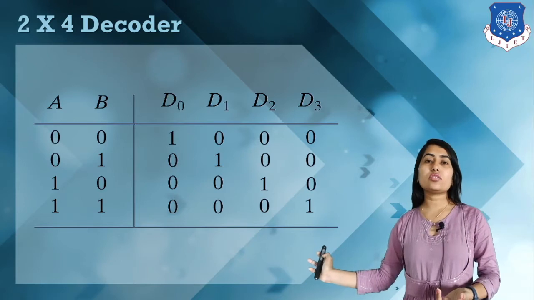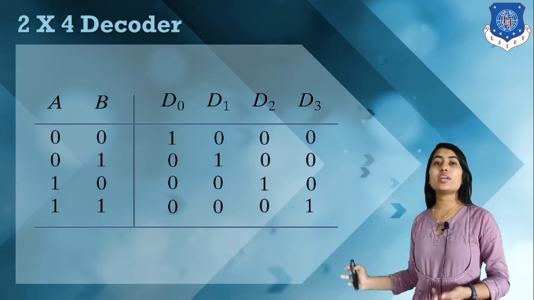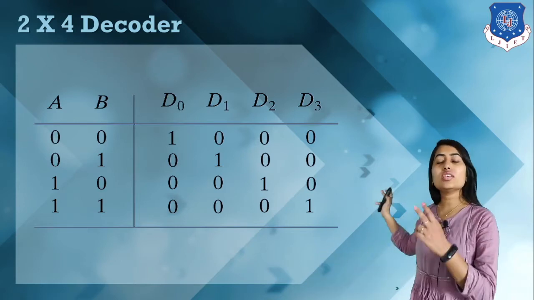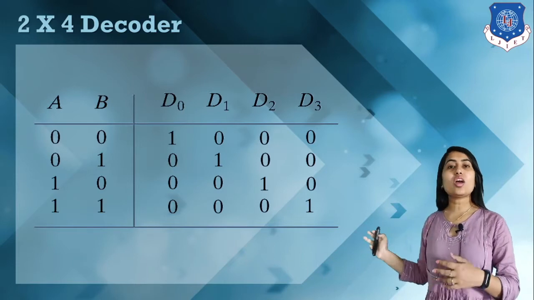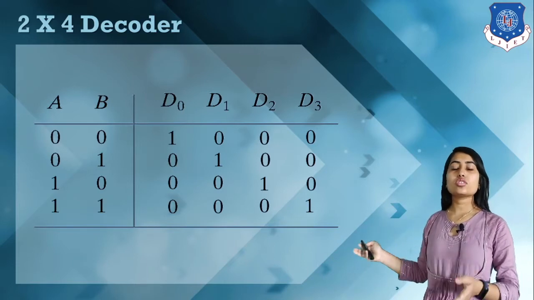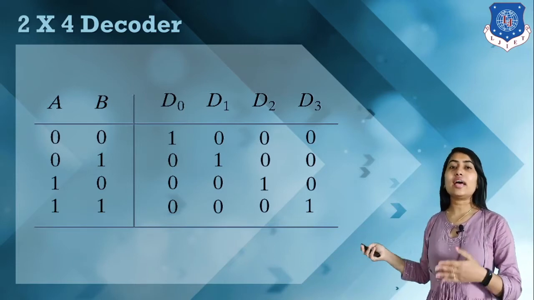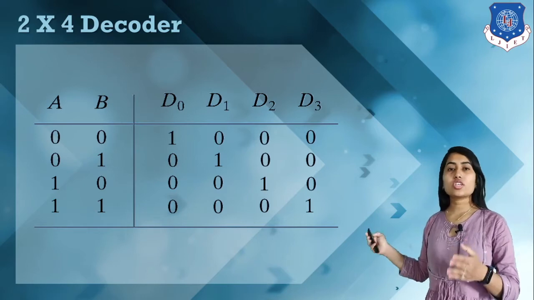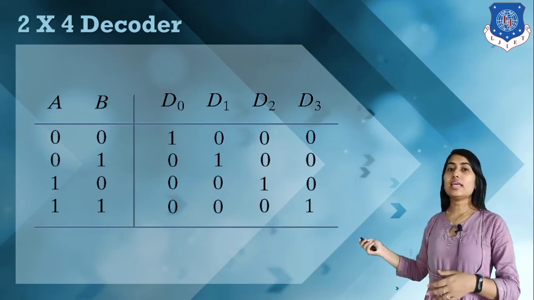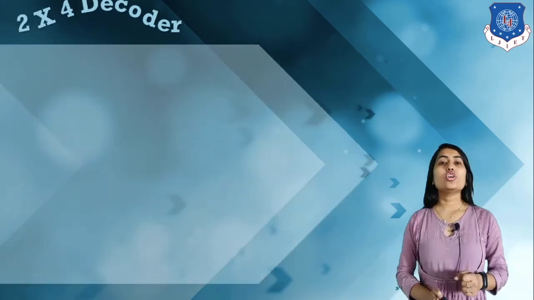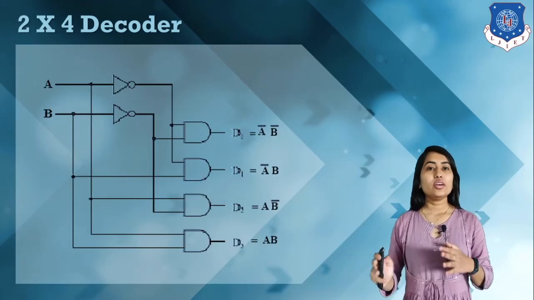When AB is equal to 1, 0, Y2 is equal to 1, and when AB is equal to 1, 1, Y3 is equal to 1, and the remaining outputs are zeros. So this is a 2x4 decoder, and here we have the logical expressions for Y0, Y1, Y2, Y3, and a logical diagram like this. Here we have 4 AND gates.